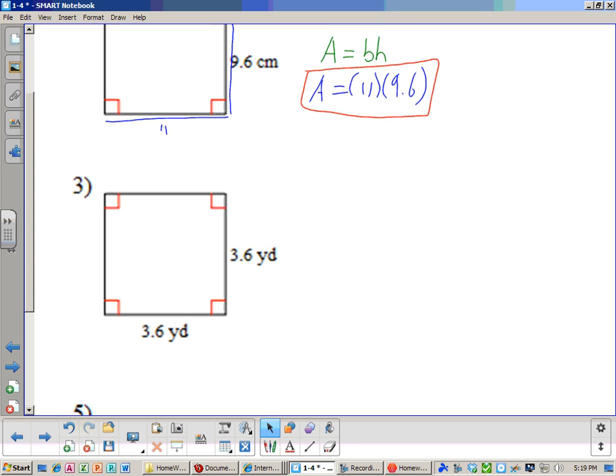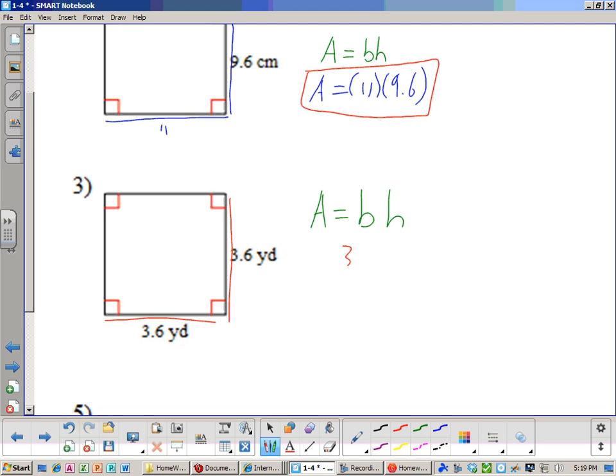Now look at this shape. This shape's a square, and it's supposed to be a square. A square still follows the same exact formula as a rectangle. Area is equal to base times height. So that also could be used on number 4. Number 4 is also a square, so it's also base times height. So I'm going to say here base times height. I get 3.6 times 3.6. And there is my answer. You type that in the calculator and you'll have your answer.